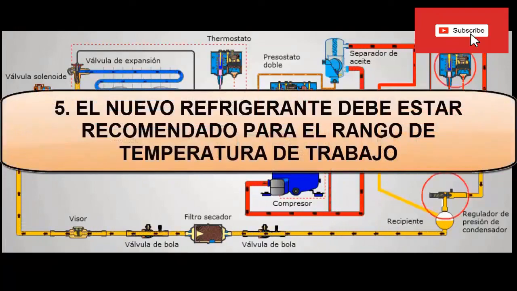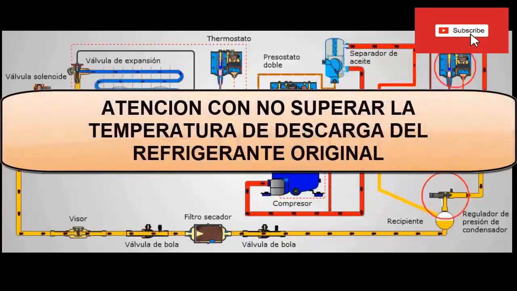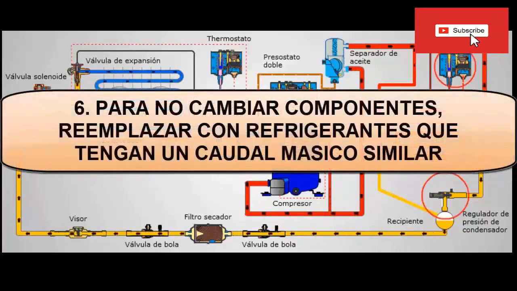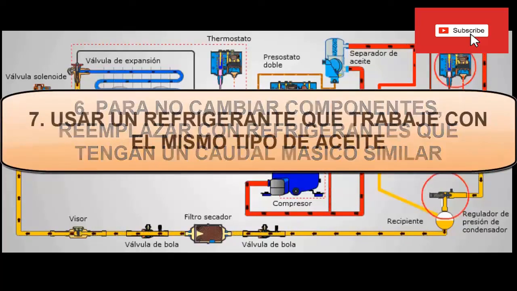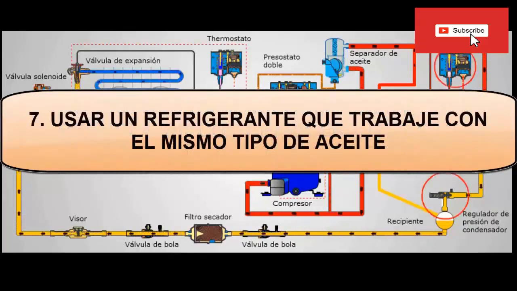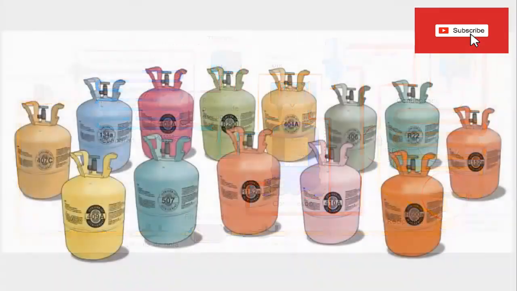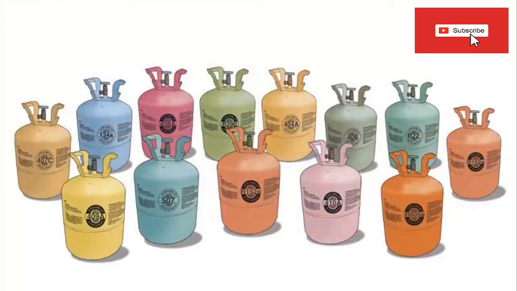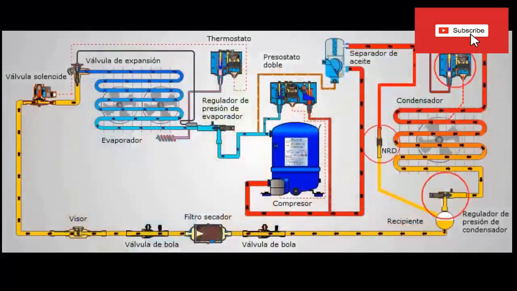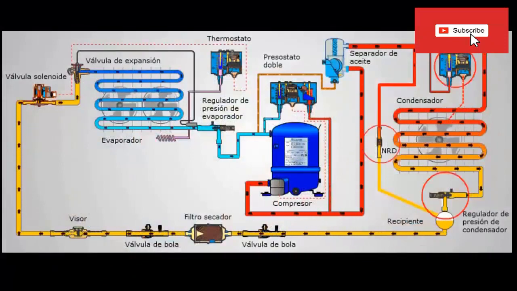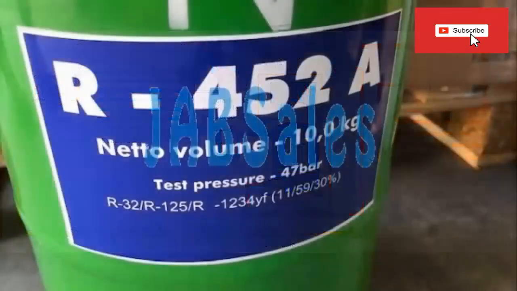5. The compressor discharge temperature should not be higher than that of the original gas. 6. The basic refrigerant flow rate should be close to or less. 7. Guarantee compatibility with oils and elastomers. Although there are other alternatives for the replacement of R404A refrigerant gas, even with lower global warming potential, for this case, due to availability, we are going to select R452a.